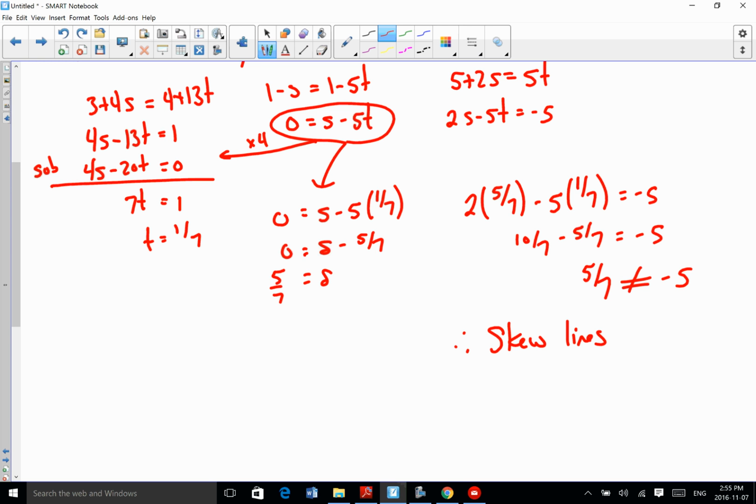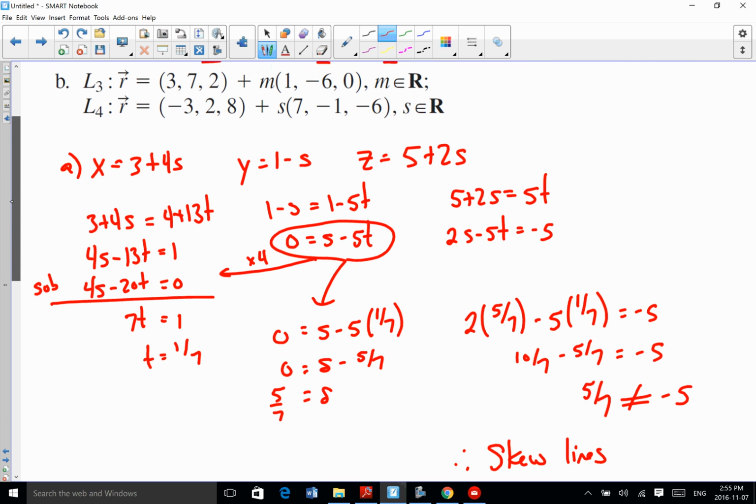There's no value of s and t that can make this work. If I put in my 1/7 for t into my z equation, I get a different value than if I put my 5/7 in for s. There's a difference there. That can happen sometimes. A common mistake is you may have made a mistake in your math. In fact, you may have noticed I paused it just to check on my math. But it is possible you end up with skew lines.